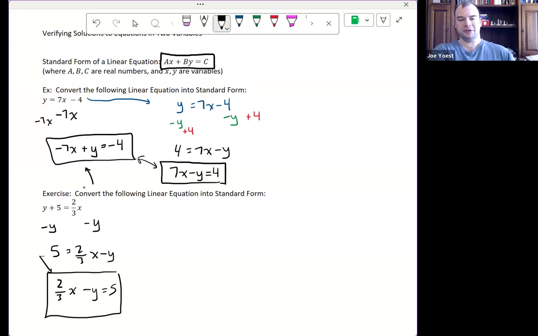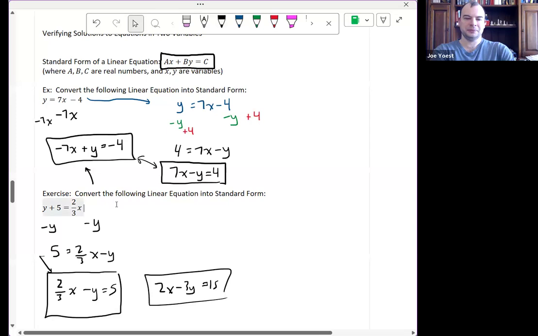If we wanted to, we can multiply everything by 3 to get, say, 2x minus 3y equals 15. That might be a nicer, cleaner version to work with, practically speaking, right? Just because all of my coefficients are integers now, it's maybe just a little easier for me to work with.